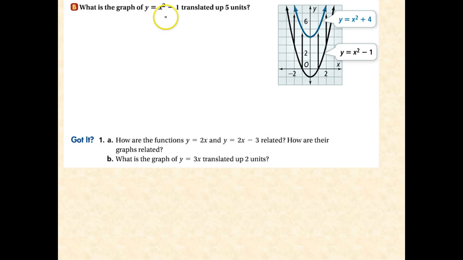What is the graph of x squared minus 1 translated up 5 units? So this is x squared minus 1. The graph of x squared is just a parabola that goes through the origin. So x squared minus 1 is a parabola that is 1 down. Well, if we take that and move it up 5, 1, 2, 3, 4, 5, the vertex is only 1, 2, 3, 4 above the center. So another way to think about it is, if I translate up 5 units, I'm going to add 5 to the output. And so x squared minus 1 plus 5 is x squared plus 4.